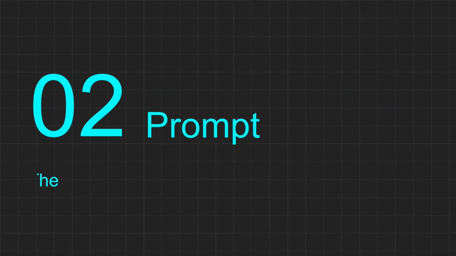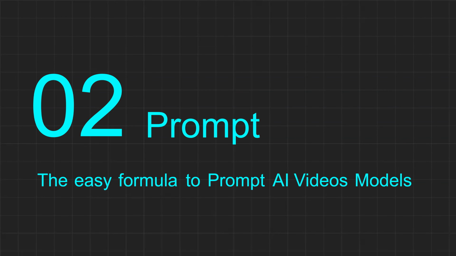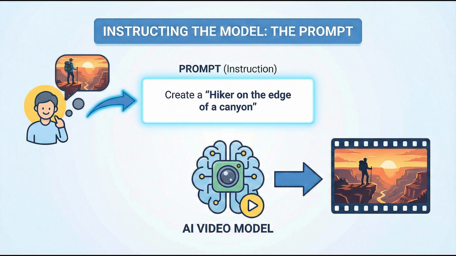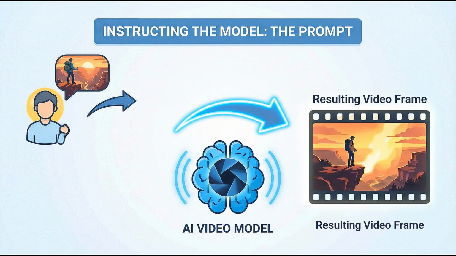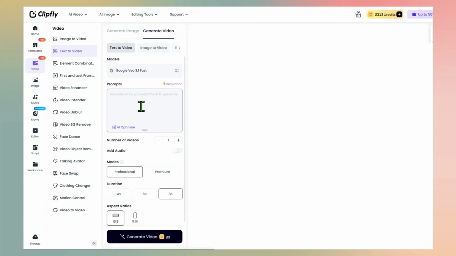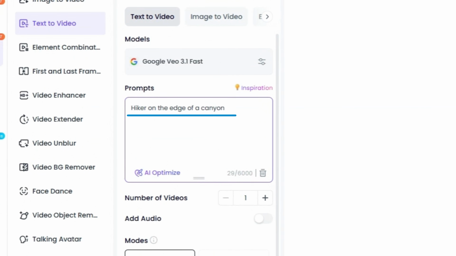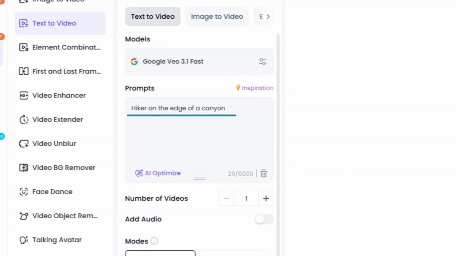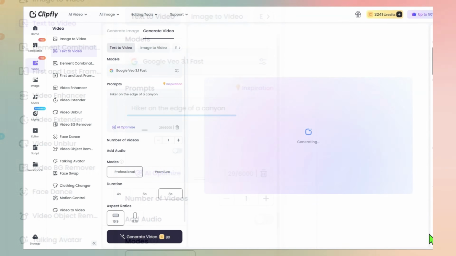Now that you understand where to create your videos, let me show you the easy formula to prompt for AI videos. To instruct the model what we want to create, we need to pass this information in a prompt. I'll show you two examples. The first one, we used a simpler prompt. The prompt is, hiker on the edge of a canyon. This is the result.